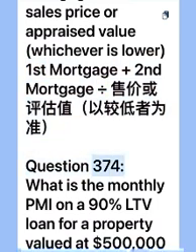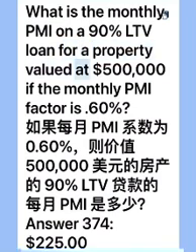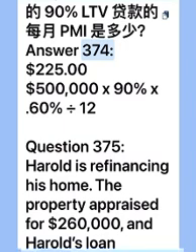Question 374. What is the monthly PMI on a 90% LTV loan for a property valued at $500,000 if the monthly PMI factor is 0.60%? Answer: $225. $500,000 times 90% times 0.60% divided by 12.